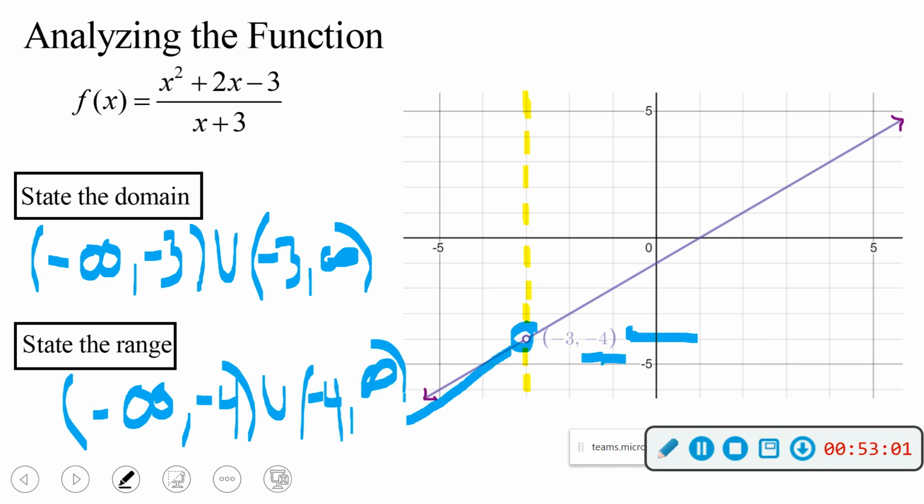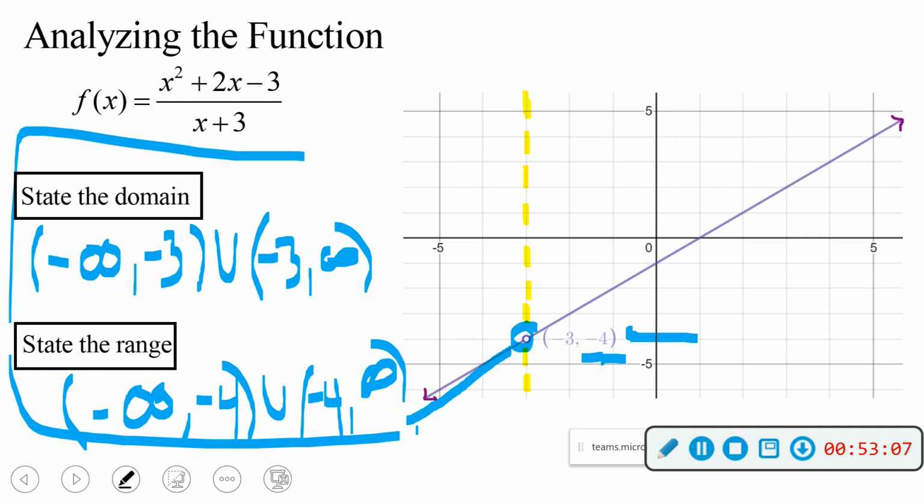Can I have a thumbs up or a thumbs down based on your understanding before I do end behavior? Based on your understanding, can I have a thumbs up or thumbs down if you're understanding how we have a hole in the graph and the reason for it? Thumbs up or thumbs down, please.